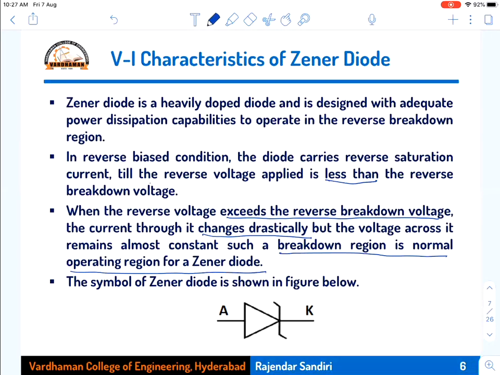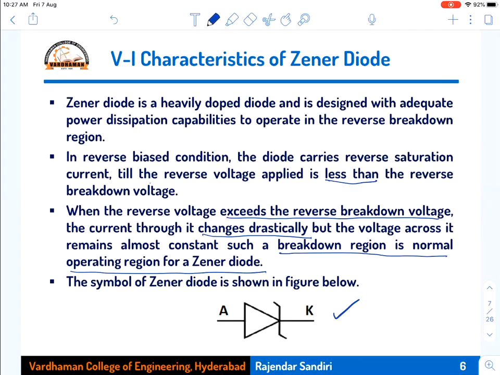A voltage regulator requires what? Current should flow at a constant voltage. So here also current is drastically increasing at a constant voltage. You keep on increasing the voltage, well, the voltage will not increase, but the current keeps on increasing. It will be fixed at VZ or VB, the breakdown voltage, and the current keeps on drastically increasing. So if your applied voltage keeps on increasing, the Zener will fix it at a voltage called the breakdown voltage, and current starts increasing. This property of the Zener diode is used in the voltage regulator. The symbol of the Zener diode is shown like this.